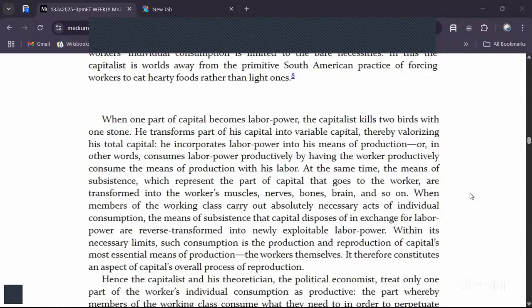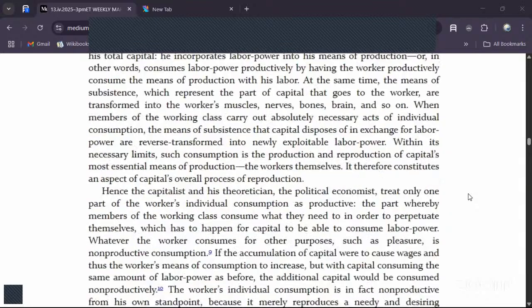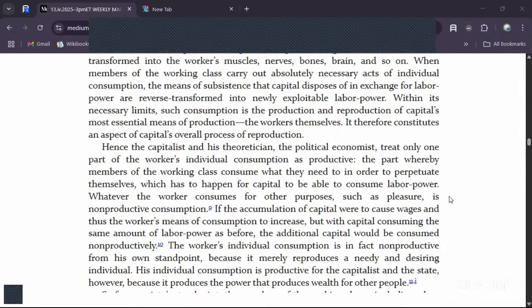When members of the working class carry out absolutely necessary acts of individual consumption, the means of subsistence that capital disposes of in exchange for labor power are reverse transformed into newly exploitable labor power. Within its necessary limits, such consumption is the production and reproduction of capital's most essential means of production, the workers themselves. It therefore constitutes an aspect of capital's overall process of reproduction.